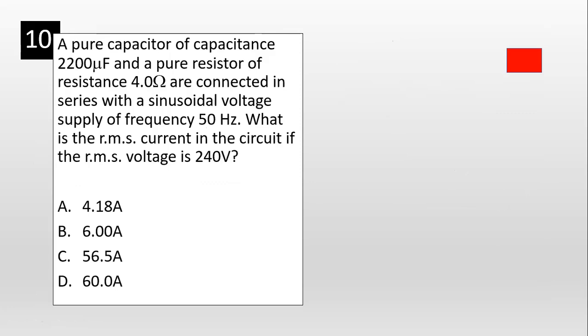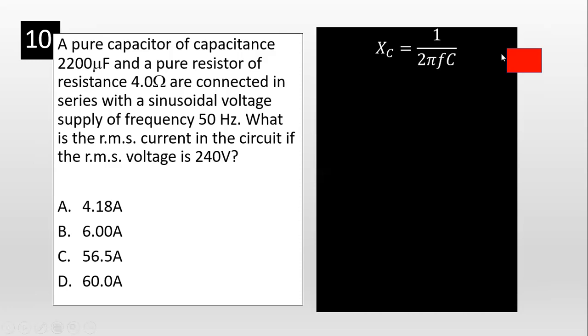A pure capacitor of capacitance 2200 microfarad and pure resistor of resistance 4 ohm are connected in series with a sinusoidal voltage supply of frequency 50 Hz. What is the root mean square current in the circuit of root mean square voltage? Right. So to calculate, you are given voltage. You want to find current. So the main thing is to calculate the total resistance of the circuit there.